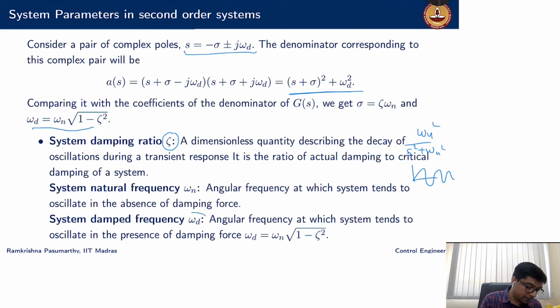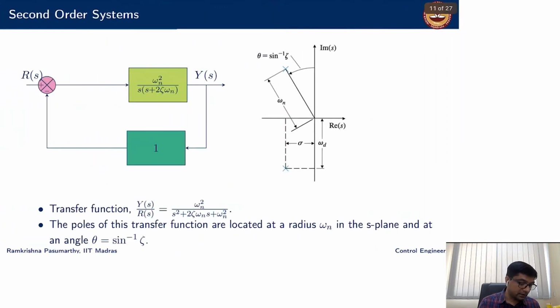Now I have omega d. This is the system damped frequency. What happens when the system has damping? The angular frequency at which the system tends to oscillate in the presence of the damping force is the system damped frequency. If I just see how it looks on the complex plane, s will have components of sigma plus minus j omega. It will have a real term and an imaginary term.